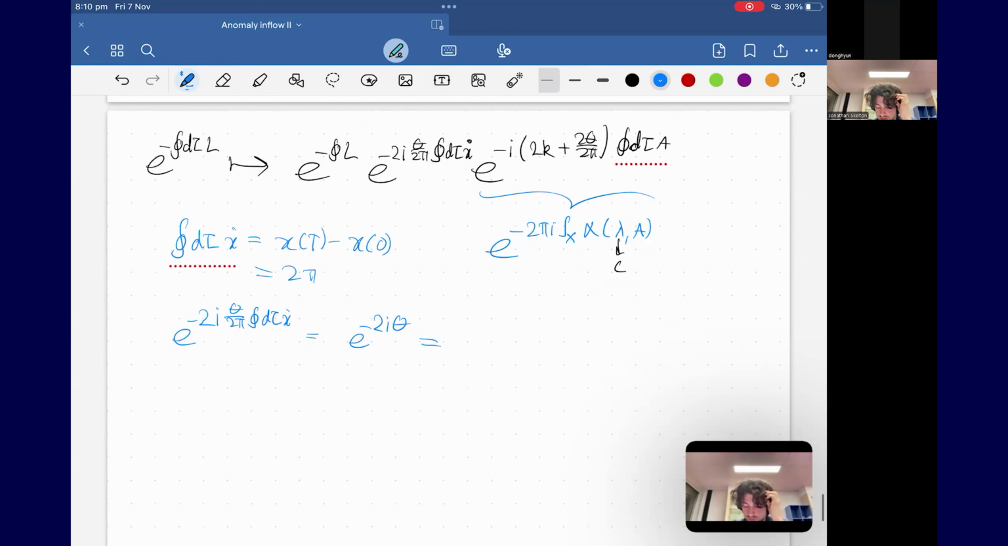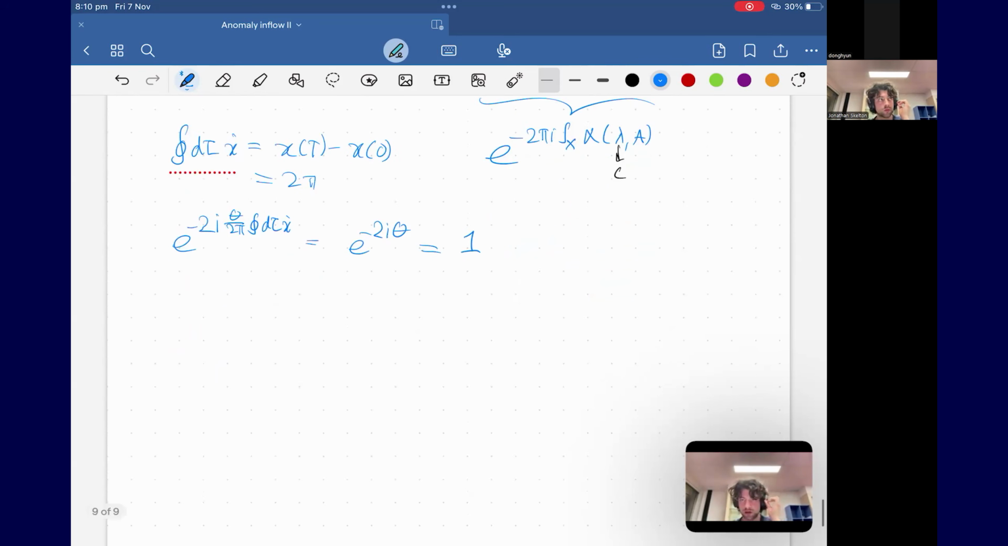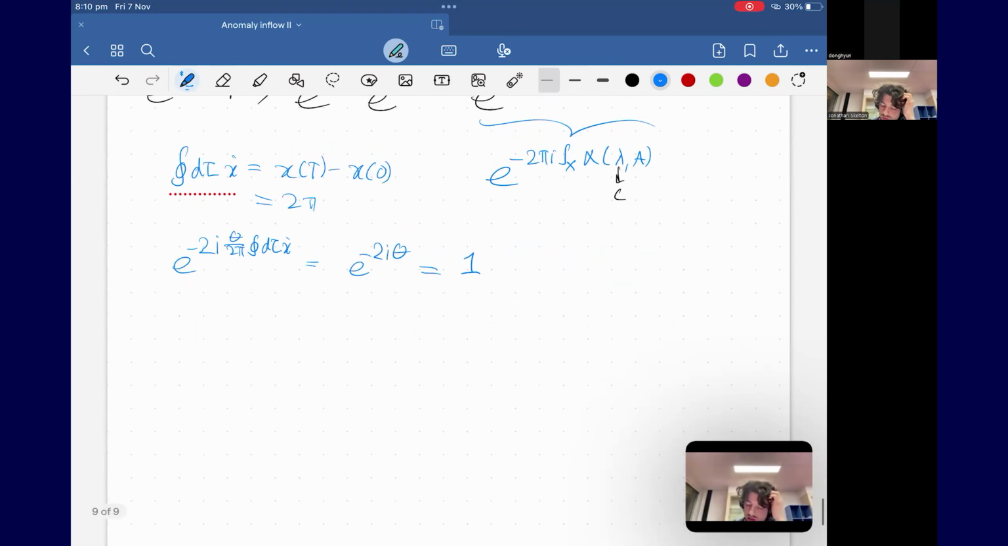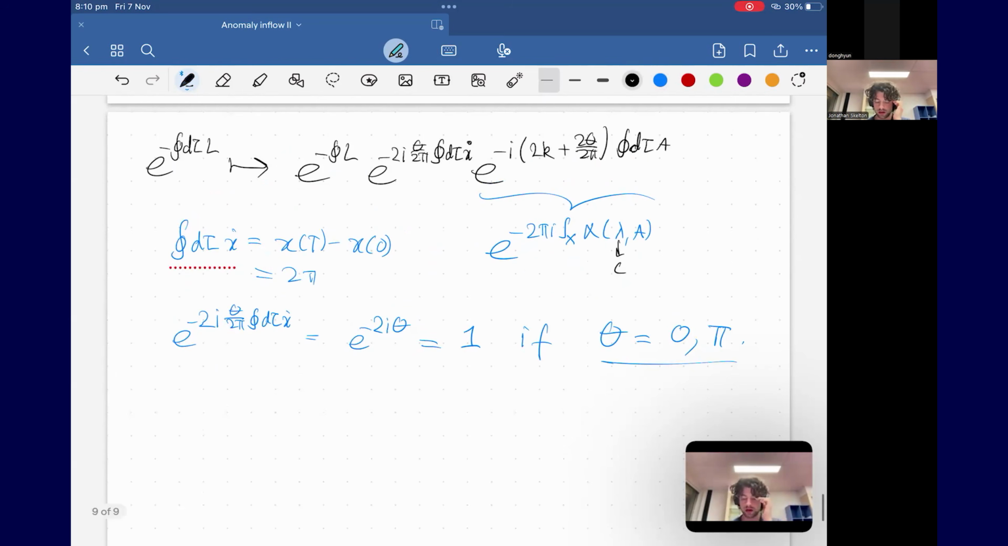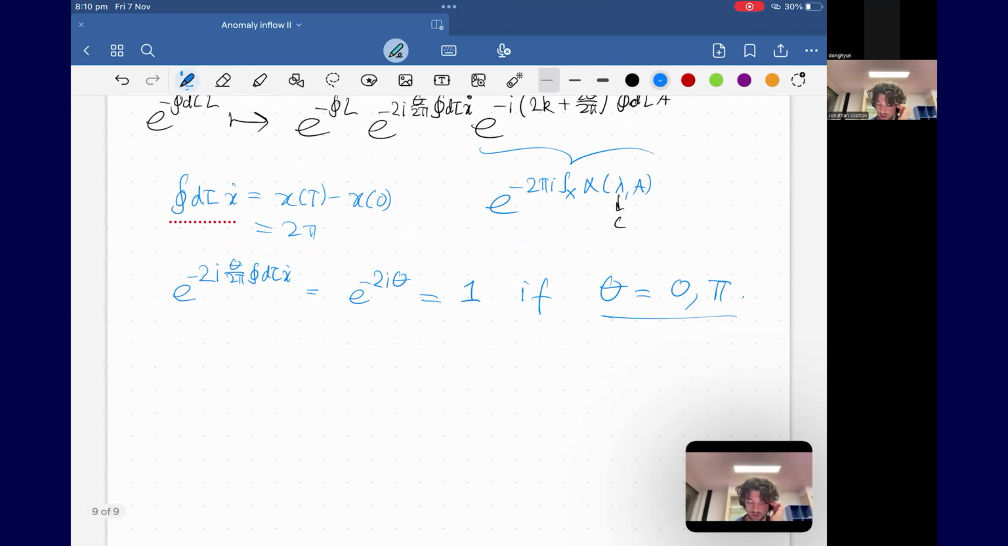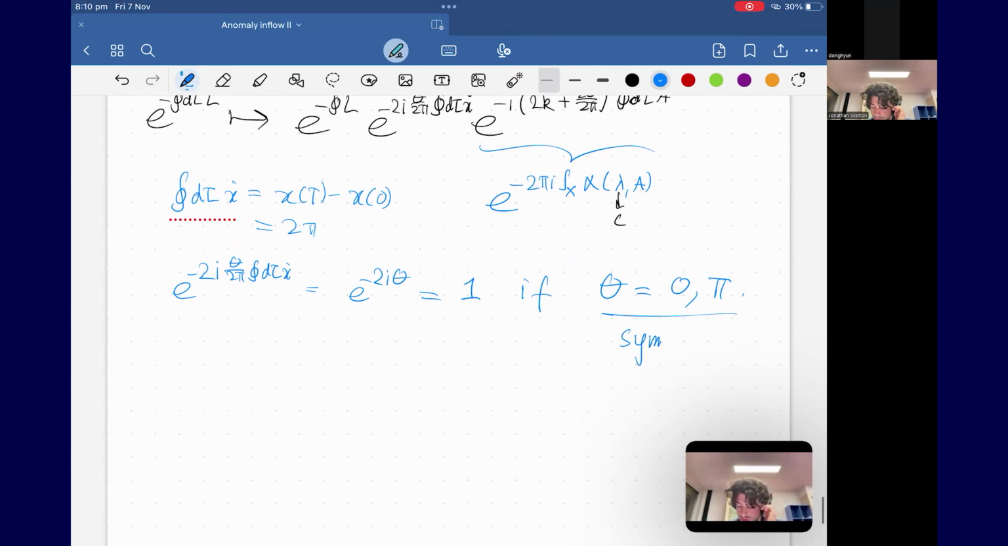So this is going to be a symmetry if, of course, theta is equal to 0 or pi, which is what we claimed before in the classical theory. So this means this one is going to be the symmetry. But as I said before, we have the anomalous phase.